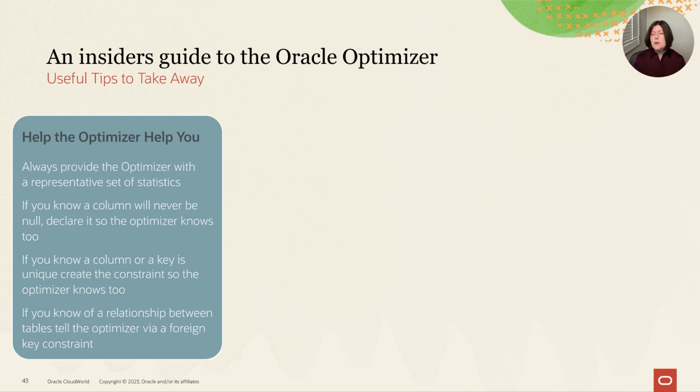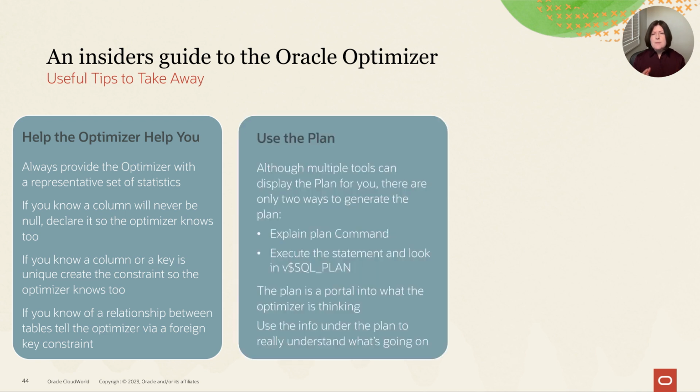If you know a column is unique or is a primary key, specify the constraint so the optimizer also knows that. Same is true for foreign key constraints. If you know that a column relies on another column from a different table, create the foreign key constraint so the optimizer knows it too. When it comes to diagnosing poor performing SQL statements, really utilize the execution plan to help you. It's got a lot of information about what's going on in that SQL statement. Make sure you not only look at the operations in the plan table, but also look underneath it for the predicate information, the hint report, and of course, the notes section.